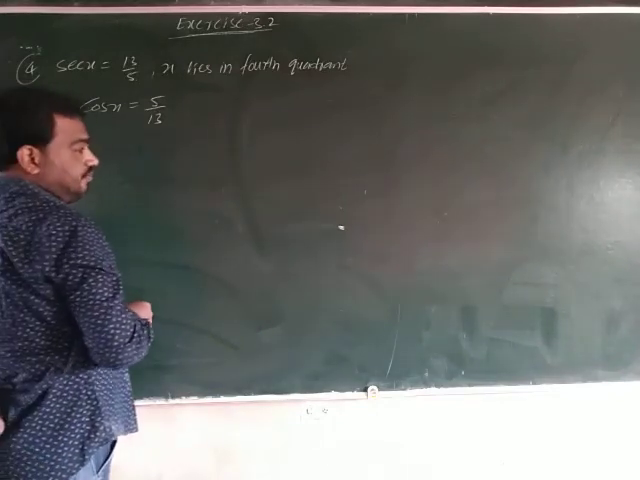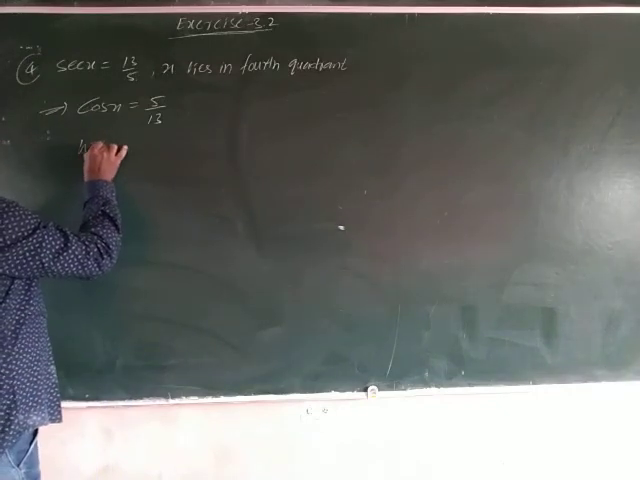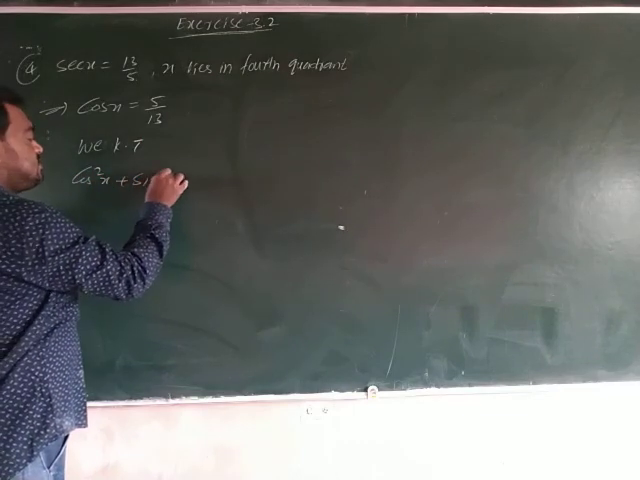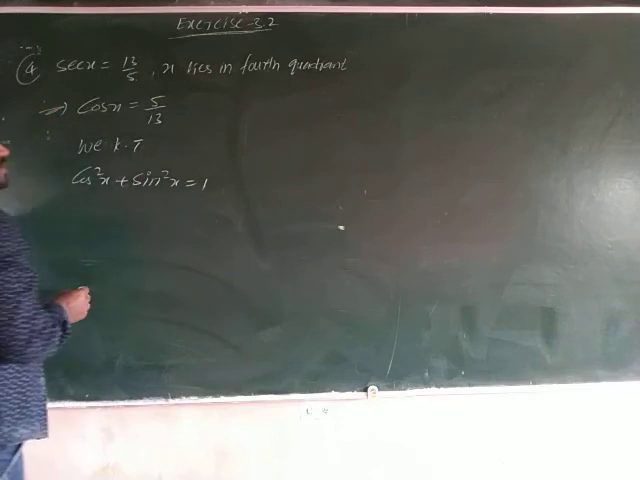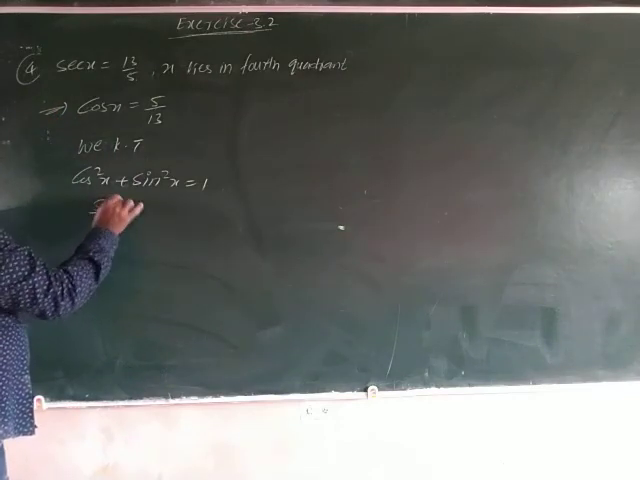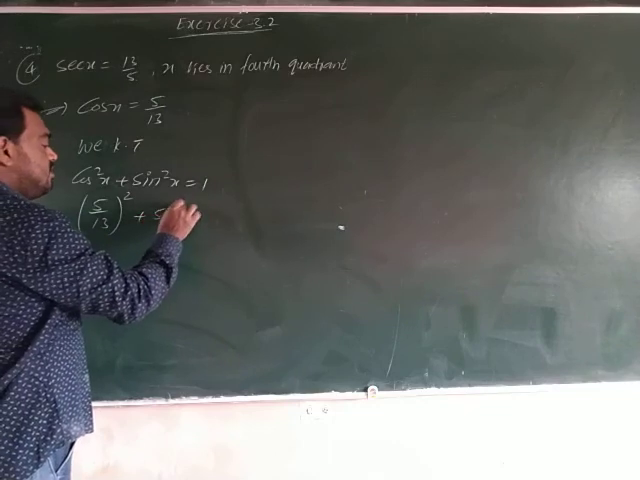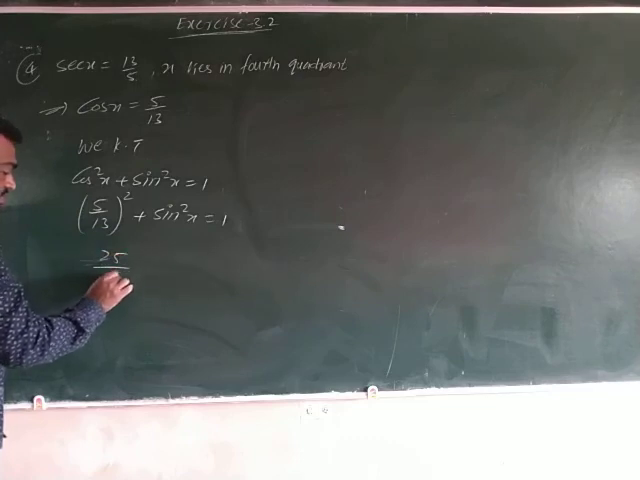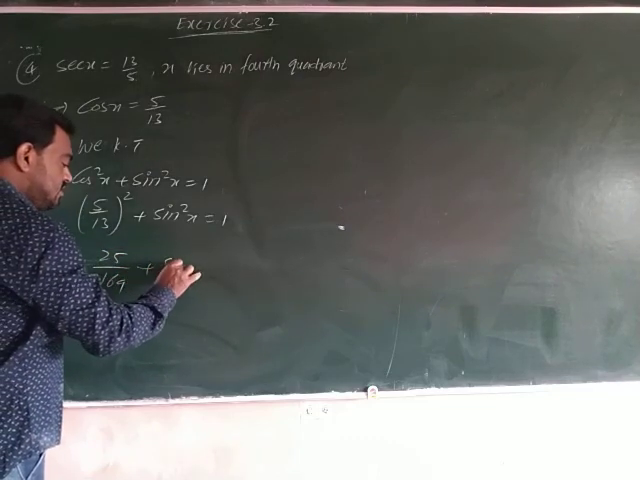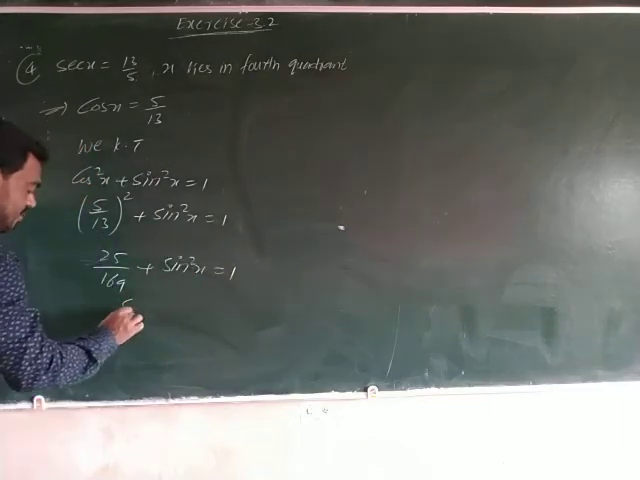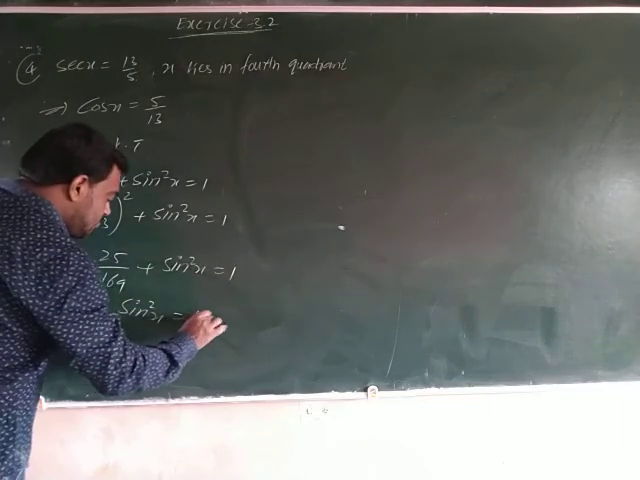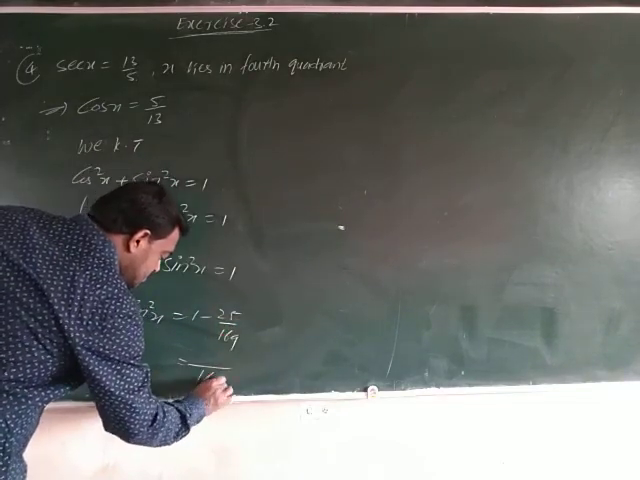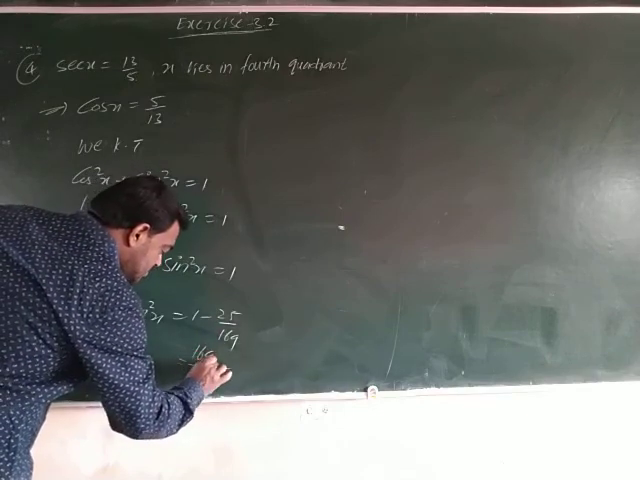Then we know the relation between cos and sin. What is that? We know that cos square x plus sin square x is equal to 1. Cos x value is 5 by 13, so 5 by 13 whole square plus sin square x is equal to 1. 5 square value 25, 13 square 169, plus sin square x is equal to 1. From this, sin square x is equal to 1 minus 25 by 169. LCM is 169. 1 into 169, 169 minus 25.